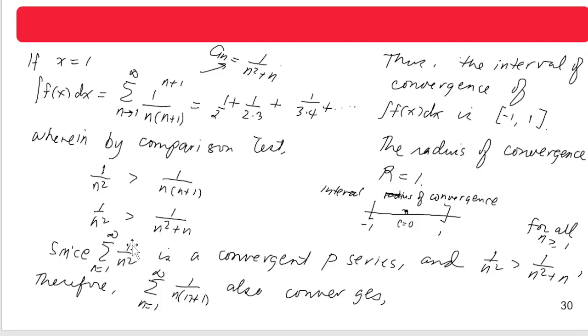And because this is bigger, and the series with this corresponding n term, which is the summation of 1 over n squared, we know that this is a convergent p-series. So we can therefore conclude that the given series also converges, because if the bigger series converges, then so does the smaller series. And because the series converges at -1 and +1, these are included in the interval of convergence, and the radius of convergence is equal to 1.